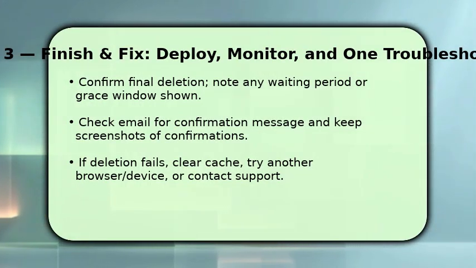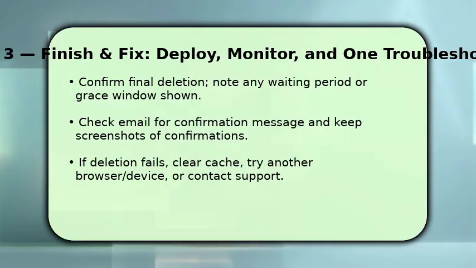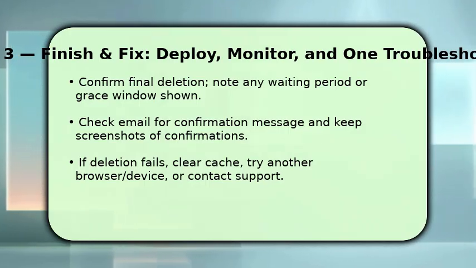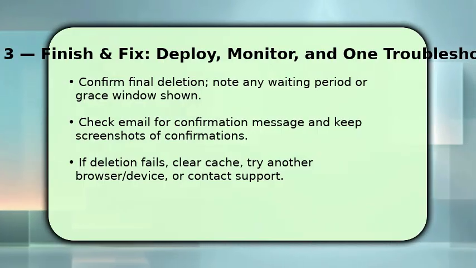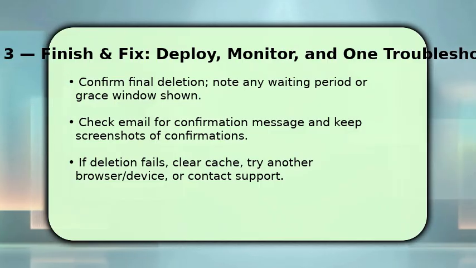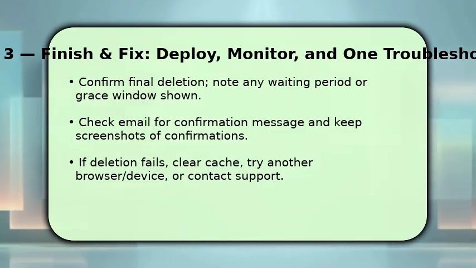Once done, watch for a confirmation email. Save it or screenshot the success message as proof. If you don't receive confirmation or the process fails, first clear app cache or cookies, then retry from another browser or device. If problems persist, contact Hoichoi support with your account details. This troubleshooting step saves time and preserves evidence if manual intervention is needed.